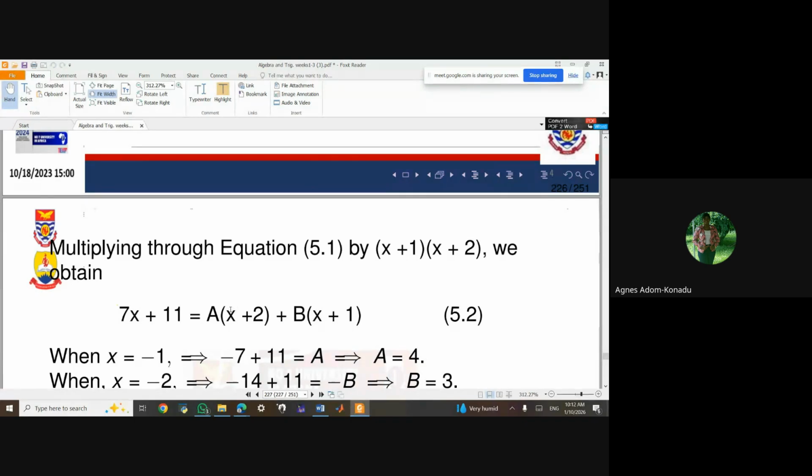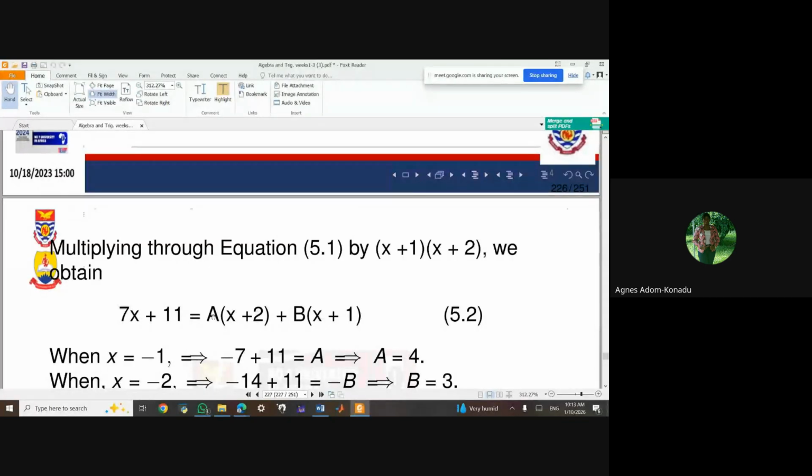I want to find the values of A and B. Now, if I choose s to be -1, then I have B into brackets minus 1 plus 1, so that will take care of my B. So first, I'll choose s equal to -1. When s equals -1, this will be -7 plus 11, which is 4. So I'll have 4 here. Then this one will be A into minus 1 plus 2, which will be 1. So this means that my A will be equal to 4.